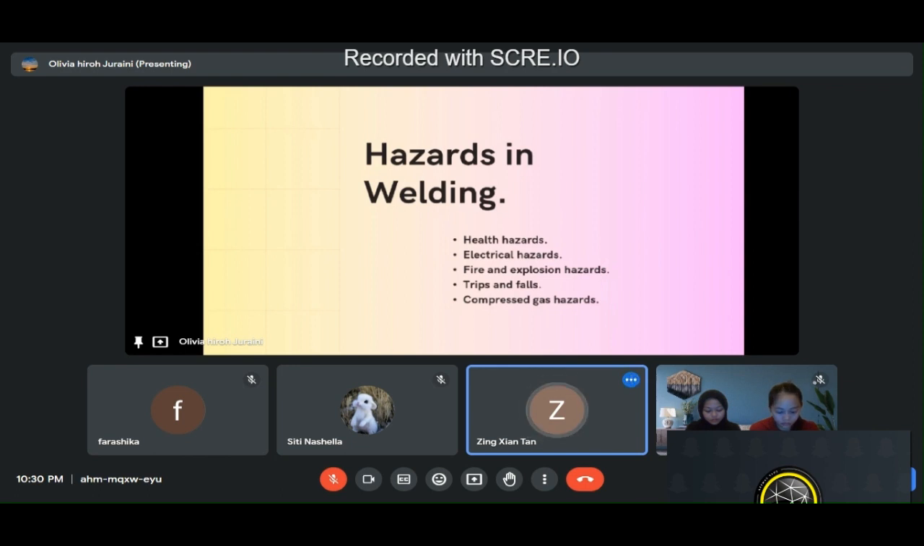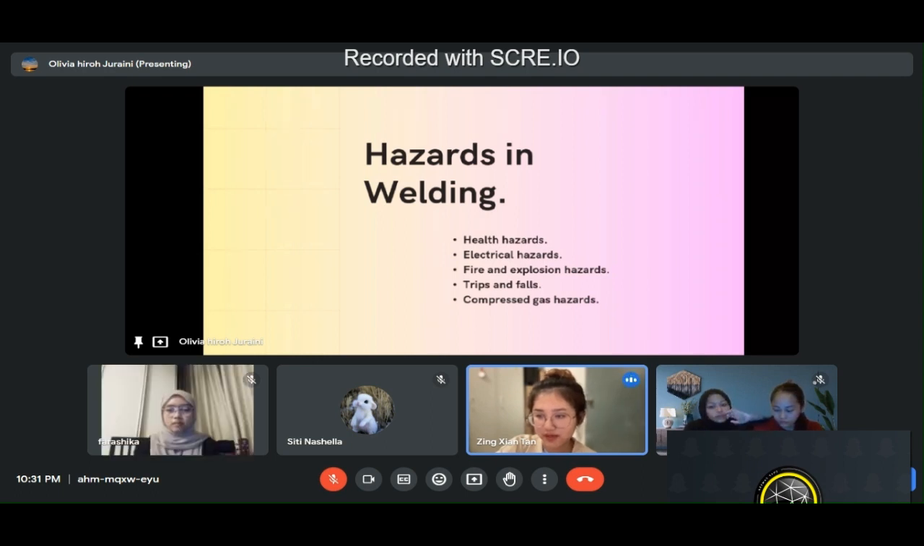And the next hazard is trips and falls. The hazards are slippery surfaces, messy cables or hoses, and equipment. And the last hazard is compressed gas hazard. Gas welding uses fuel gas and oxygen, which are stored in high-pressure cylinders. Most fuel gases are explosive. The oxygen will increase the flammability of any combustible and flammable material. Next.